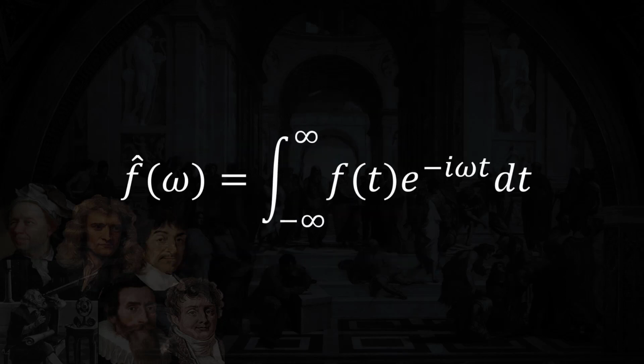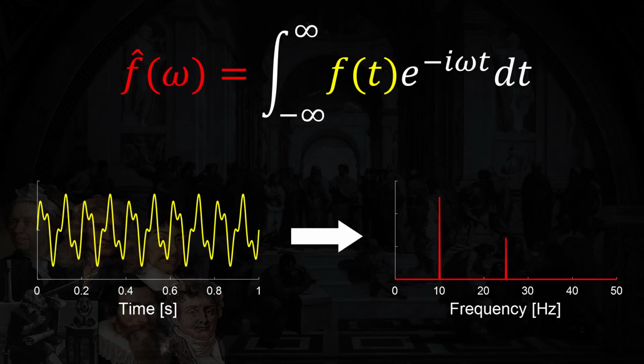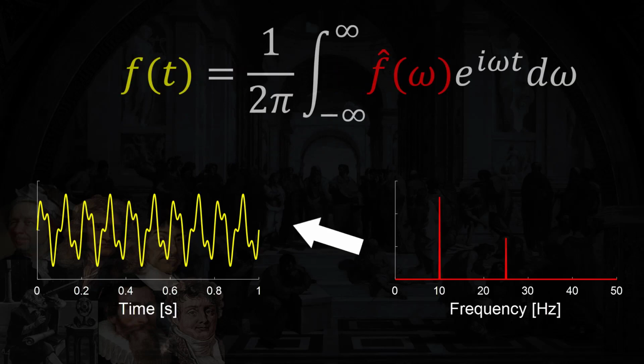To understand how this equation transforms the function f(t) into the frequency domain, note that transforming back to the time domain is possible. This is the inverse Fourier transform.